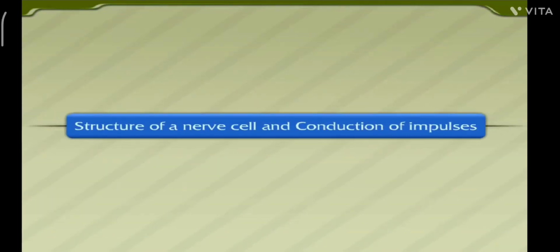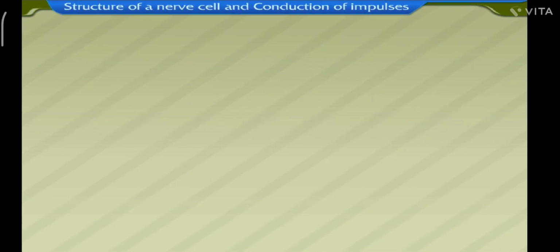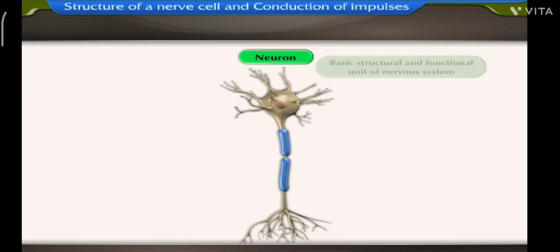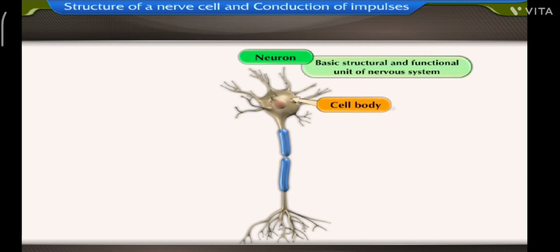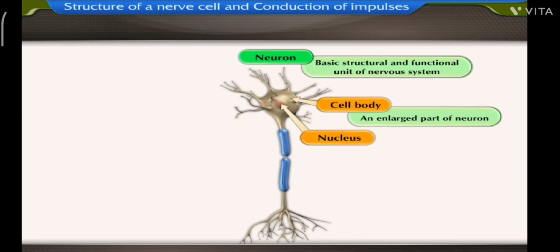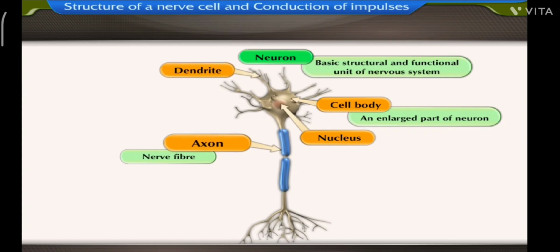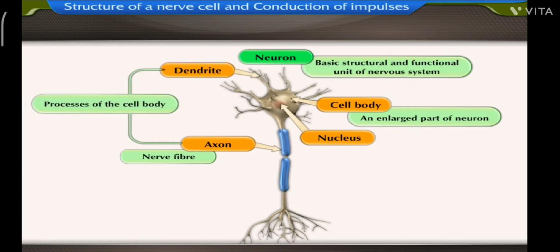Structure of a nerve cell and conduction of impulses. Neurons are the basic structural and functional units of the nervous system. A neuron consists of three main parts, namely the cell body, which is an enlarged part of the neuron with a nucleus in the center, the axon, which is a nerve fiber, and dendrites. The dendrites and axons can be called the processes of the cell body.